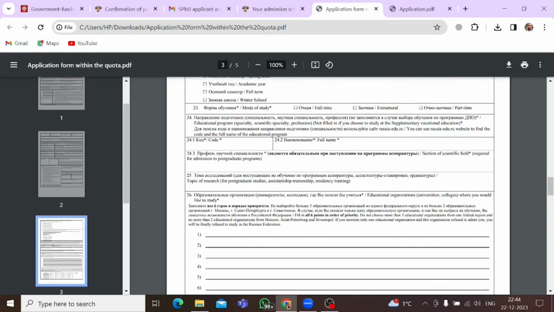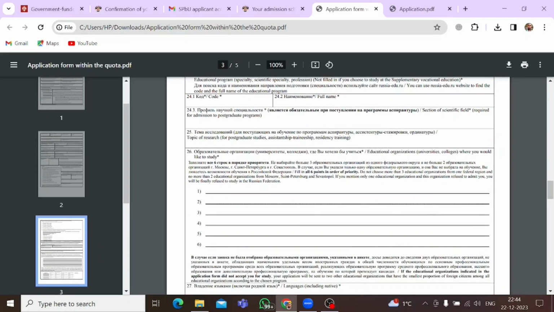The next is the section of scientific field. This is required for postgraduate degree. That's what you are going to come to study. Topic of research, this is for postgraduate. I think they know what to write here.